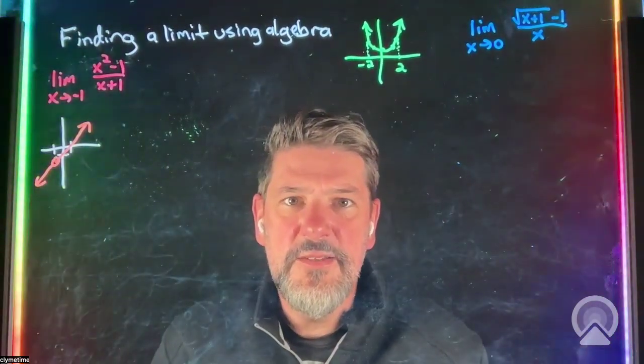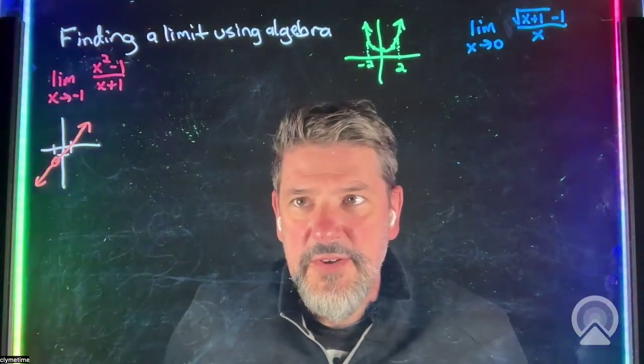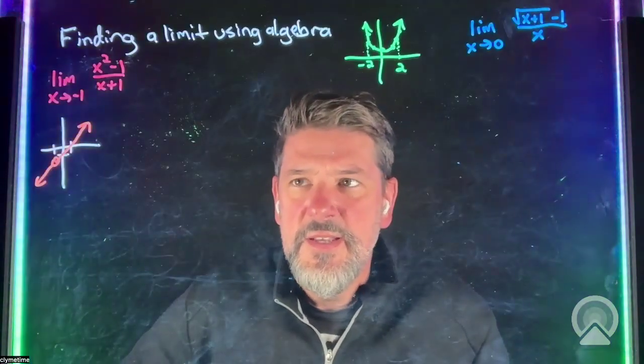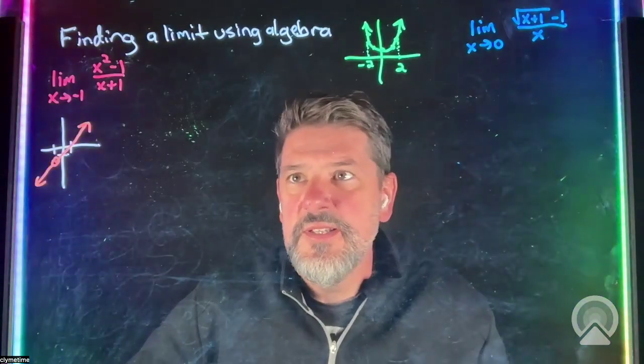So plugging in is the first and easiest way to find a limit. We can find the limit because it is often equal to the function value. It's not the same thing as the function value, but it's often equal to the function value. So that's important to recognize. If we have a continuous normal function, the easiest way to find a limit is just to plug in.